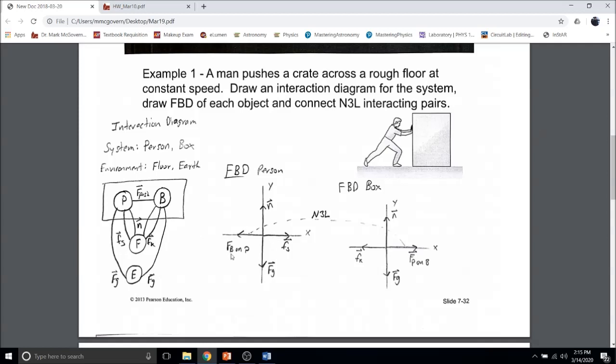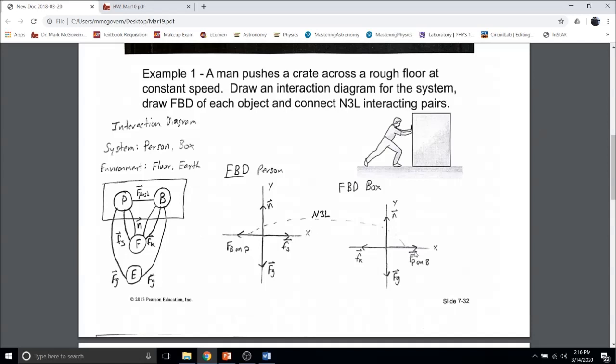And then they have the push on the box, and I'm labeling it F B on P. Again, that means the force of the box on the person. This is the box pushing back as a result of the person pushing forward. And again, those vectors are equal because everything is constant speed here.